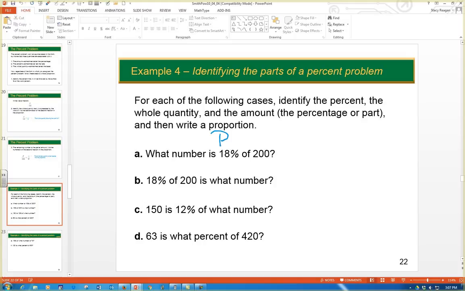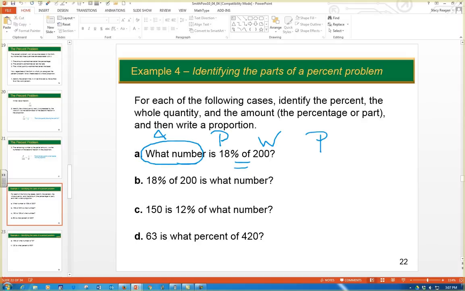And then you need to ask yourself, what's the whole thing? Well, if I'm saying what number is 18% of 200, 200 is the whole thing that I could possibly be talking about. And notice it comes after the word of. So this would be your W. The only other thing left is the what number. So that's the amount. That's the A, and that's the part that's missing.